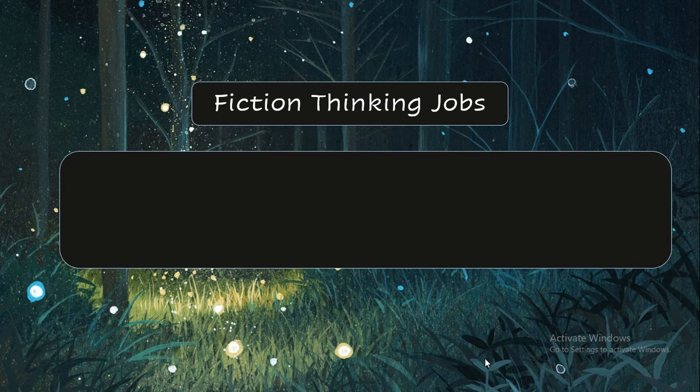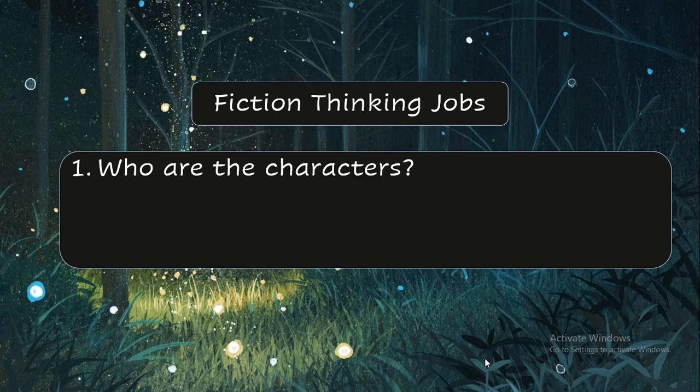And so our thinking jobs are questions that we are going to ask ourselves when we are reading a fiction story. So the first one is, who are the characters? Very similar to your exposition, which is when your characters are introduced to you. Something else introduced is your problem. And so you're going to ask yourself, what is the problem? This is going to cover, again, your exposition, but also your rising action, because you are going to continue to encounter problems depending on the type of story that you are reading. Those problems will build upon each other.